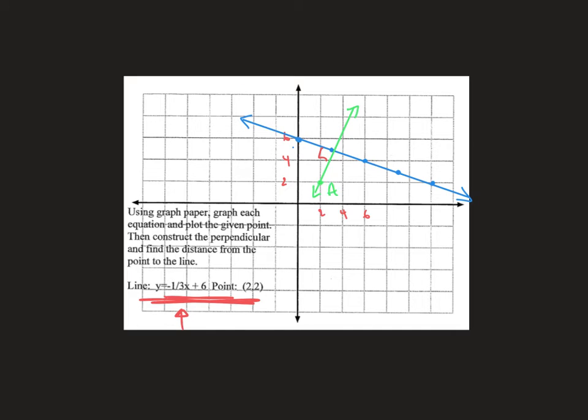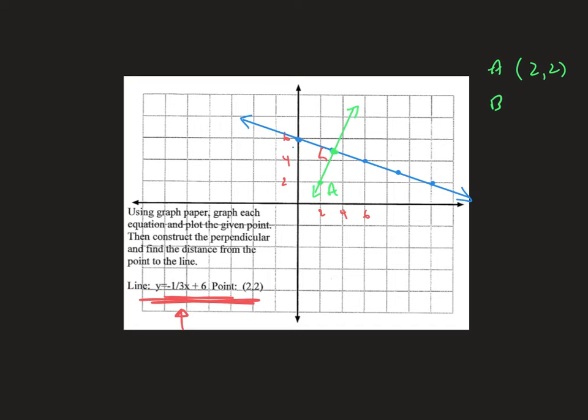And I'm going to call this point A. So A is at (2, 2). I'm looking to find the distance from A to B. B is going to be this point of intersection. But first, I need to figure out what that point is, and that's going to require a little something extra.